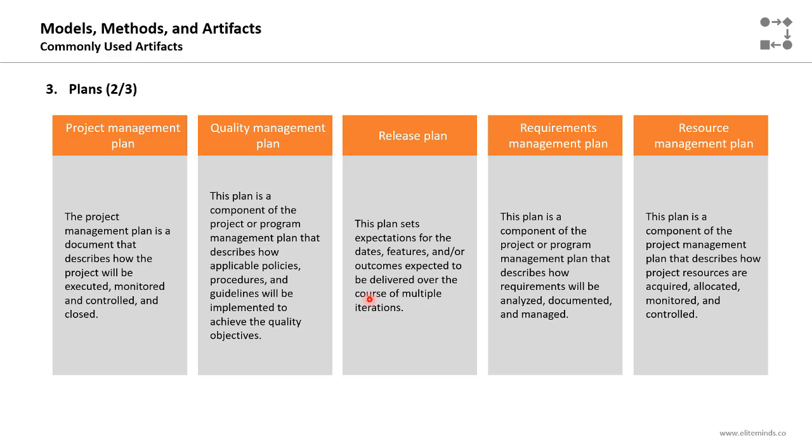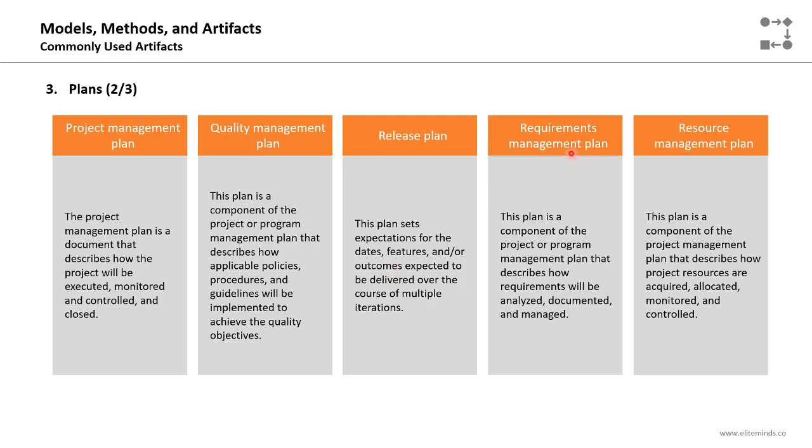Similar to the iteration plan, we will have a release plan. It sets expectations for the dates, features, and or outcomes expected to be delivered over the course of multiple iterations in the project. So it's an outcome of the release planning meeting. A release is a group of iterations with an expected feature or increment at the end of it.